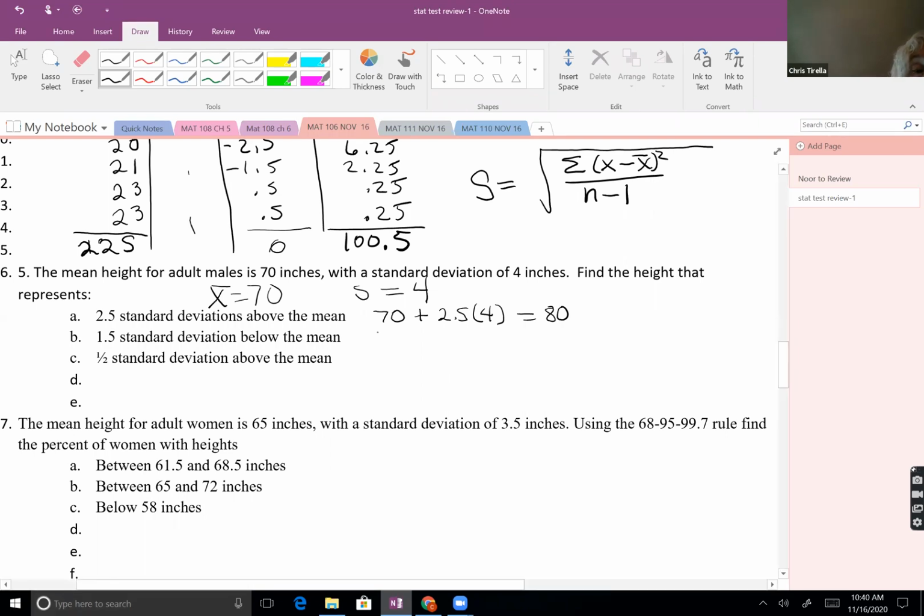Next one, if we want below, we'll subtract. 1.5 standard deviations means 1.5 times the 4, which I believe gives me 64. Half a standard deviation above the mean. Above again means add. And this time I'm adding half of the standard deviation, which gives me 72.